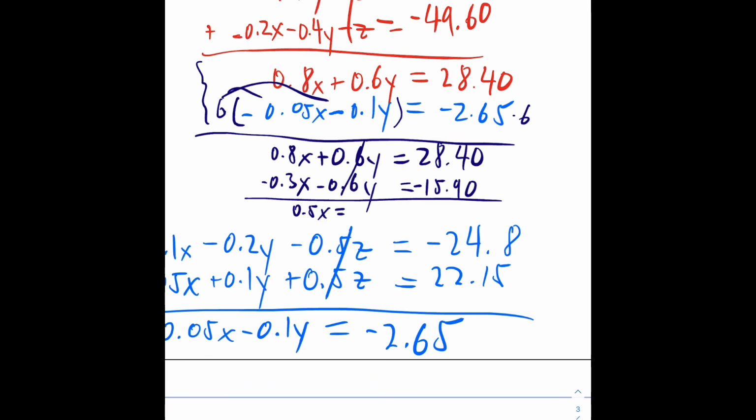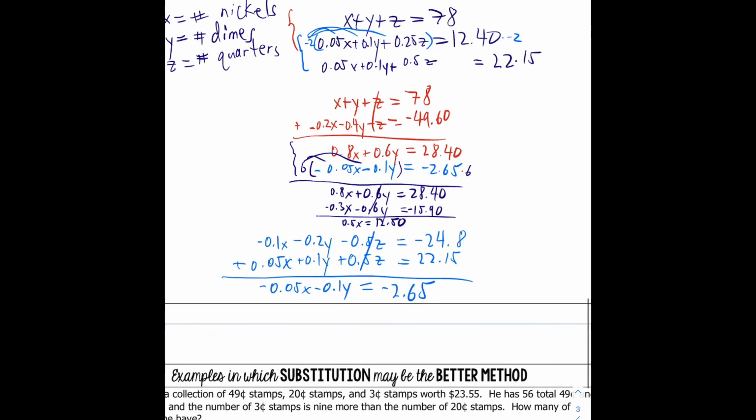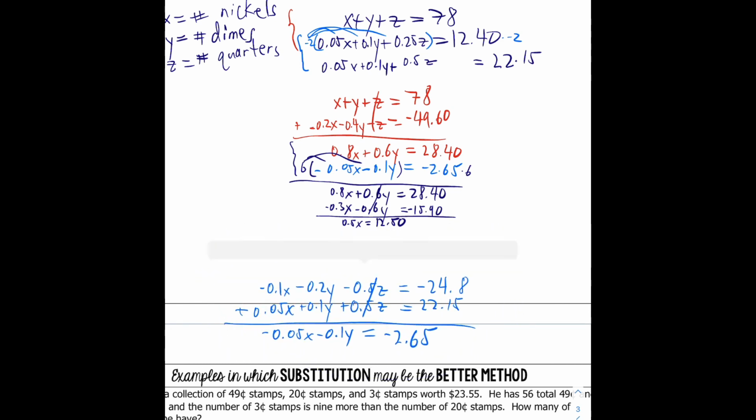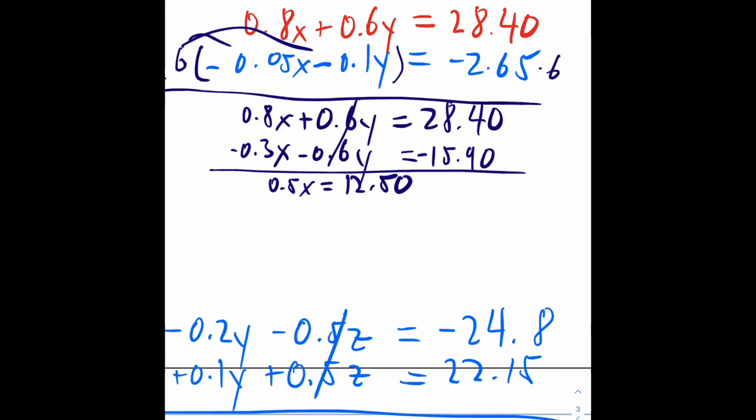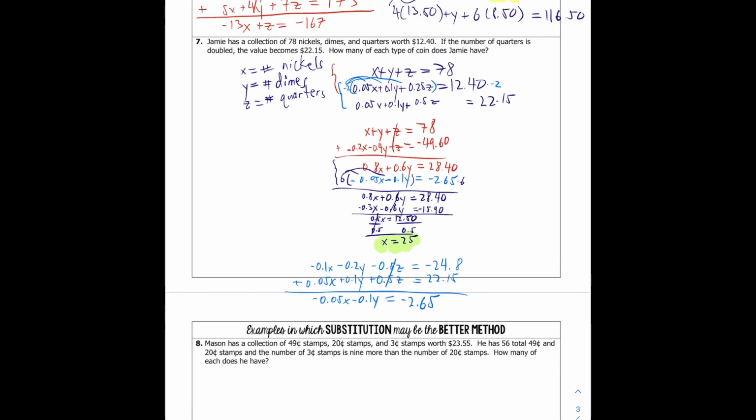Okay, guys, tons of room to make mistakes, so check your work, okay? And then, oh my gosh, I almost made it. Let me just move this down a little bit. All right, let's divide both sides by 0.5. X equals 25. X equals 25. So, what was my x again? It was nickels, so he has 25 nickels. So let's copy that over there.